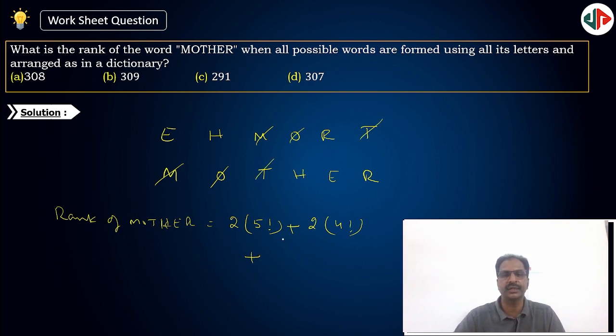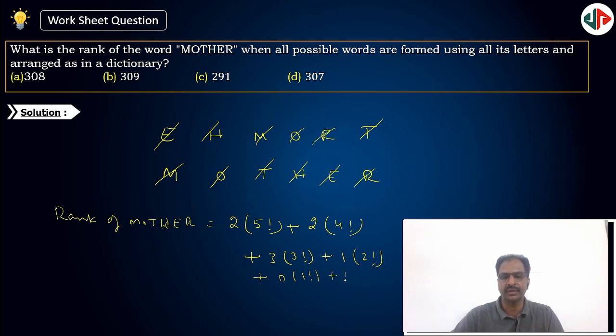Before T we have 3 letters: E, H, R. After T we have H, E, R. So 3 into 3 factorial you should write. Plus. Next cancel H. Before H 1 letter, after H 2 letters. So 1 into 2 factorial. Plus. E and E. Before E 0, after E 1, so 0 into 1 factorial plus last R.